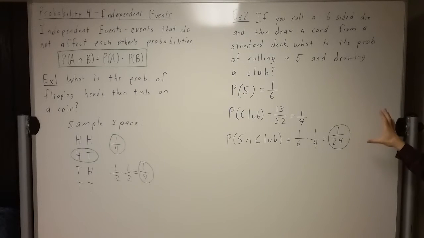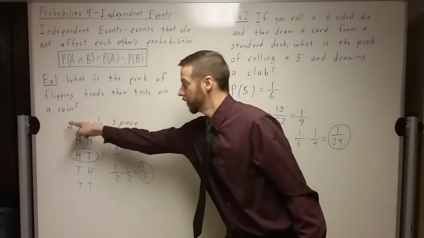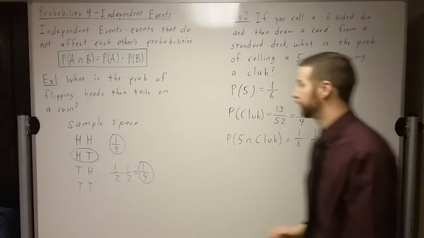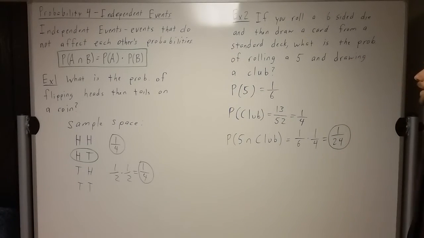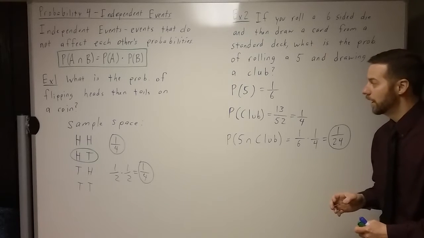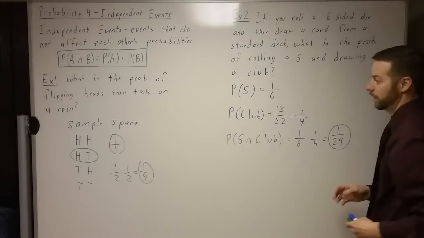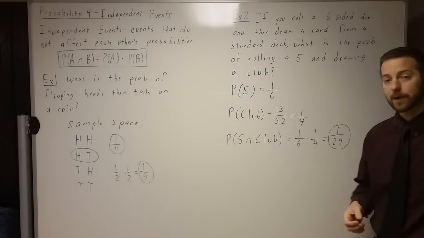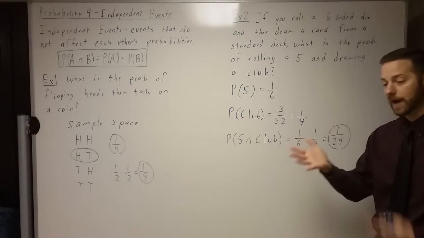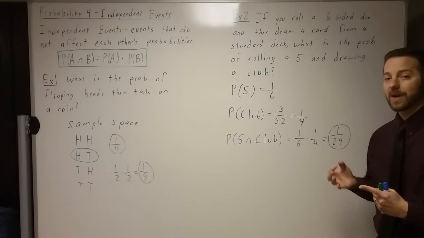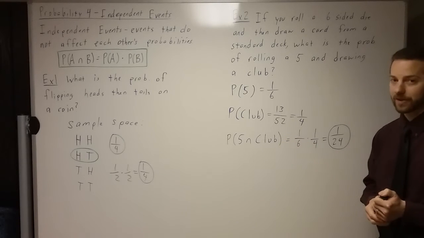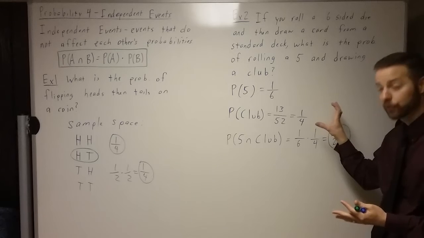Now, let's think for a second why we would not want to make a sample space on this one. We could, and it would work, but it would be super annoying. Because here's what we'd have to do. We'd have to make a sample space of all the things that could happen. When we roll the die, we could get a 1, 2, 3, 4, 5, or 6. So we got 6 possibilities there. But we'd have to put every single possible card that could come as a result of each of those rolls.